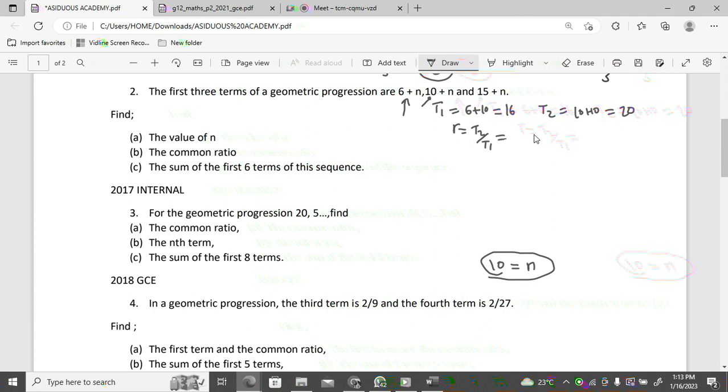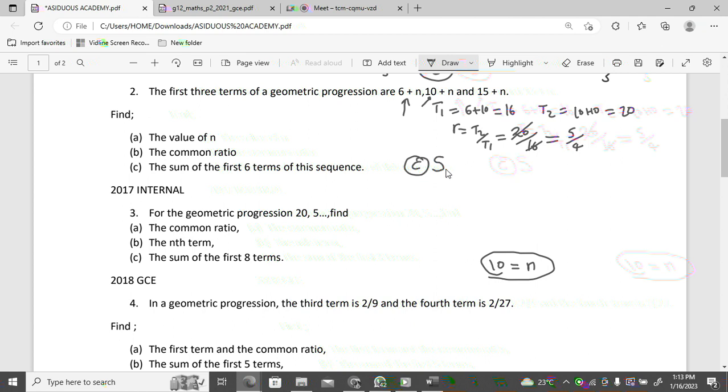So to find the common ratio, ratio is second term over first term. The second term is 20. The first term is 16. We can say 4 into 20 is a 5. 4 into 16 is a 4. So this is the common ratio, 5 over 4.